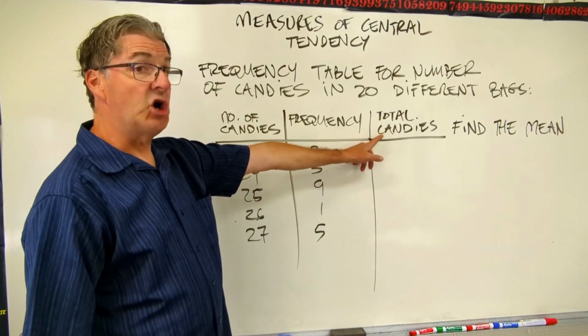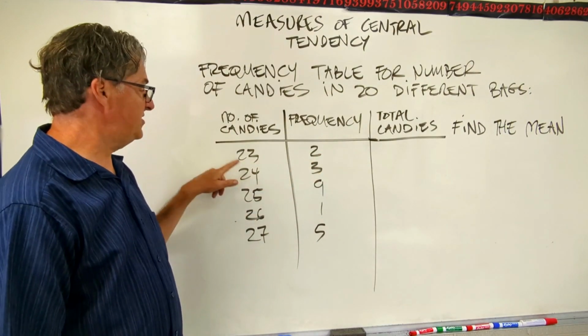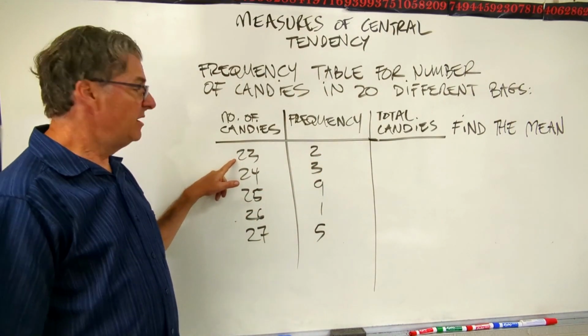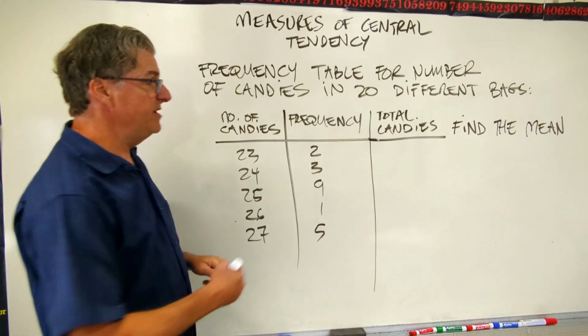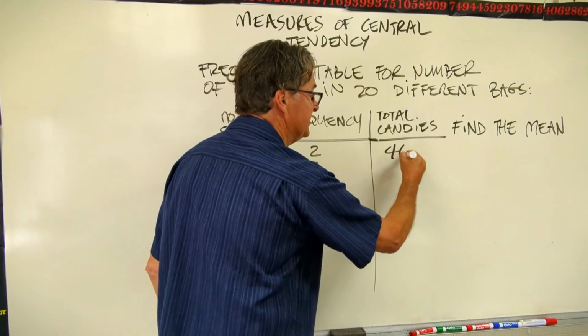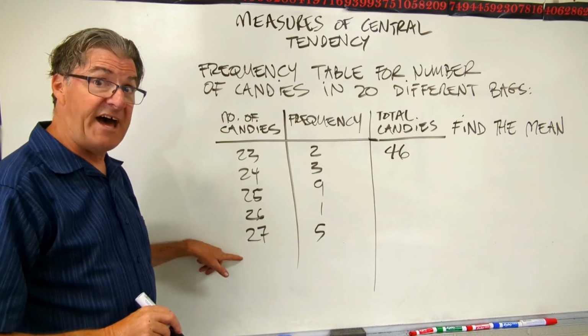So this column is going to be total candies, and what it will be is the frequency times the number of candies. And that makes sense because we have 2 bags with 23 candies in them, so that means we have 46 candies here. And we're going to need to complete that for our whole table. So go ahead and do that.